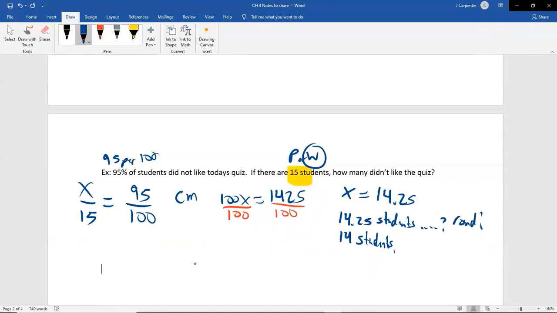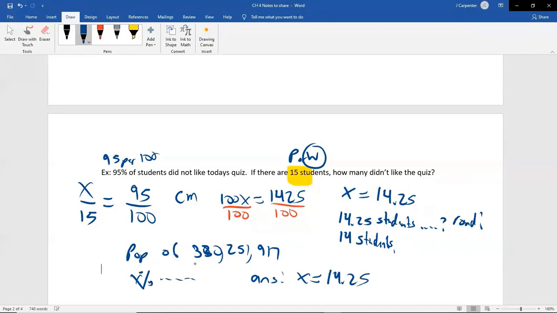Now, if I gave you a problem where I said, like, out of a population of 330,251,917, and then you had some percent, and your answer was x is equal to 14.25, this is okay in this sense because we're talking about a very big population size. If you look at census statistics, they'll say something like the average household is 5.3 people or 4.7 people. It's a ballpark value, not using an actual statistic here.